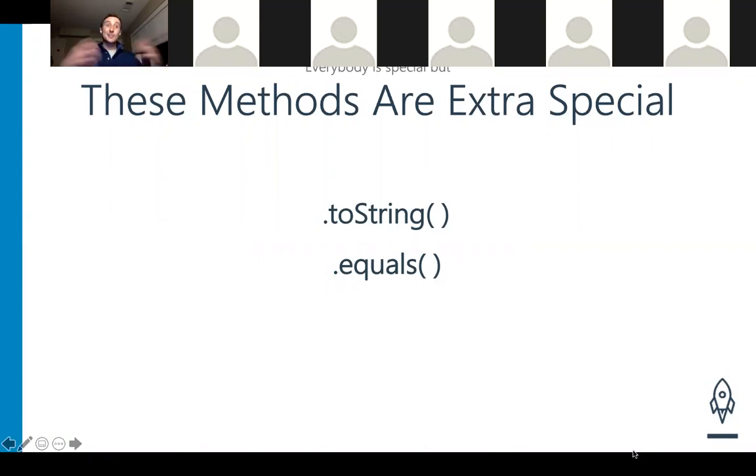So we had toString. That's a special method. Again, it just converts our object into a string representation. We're going to take a look at something else now, which is equals, and see what it does.